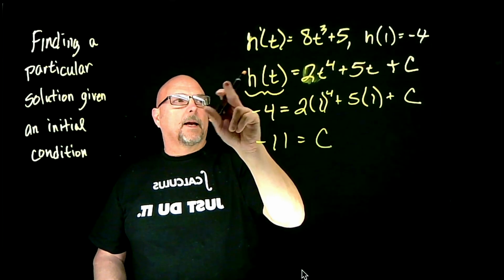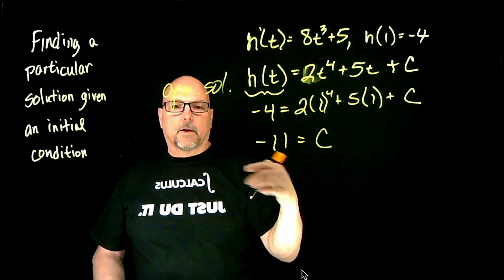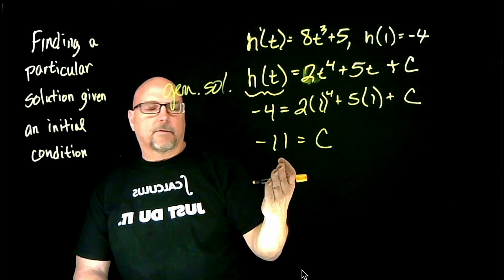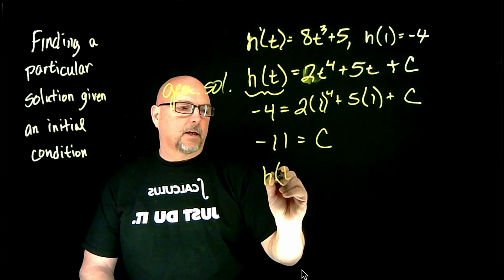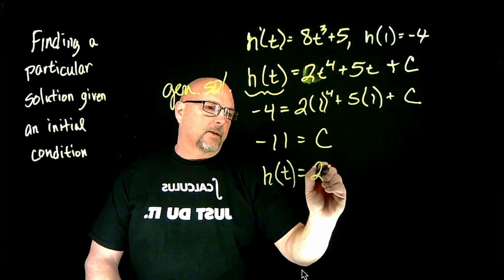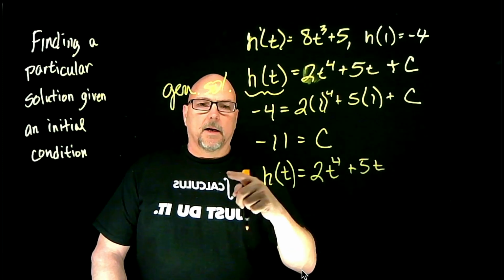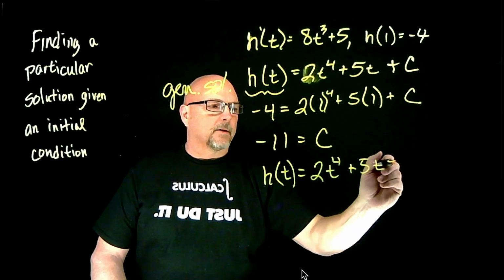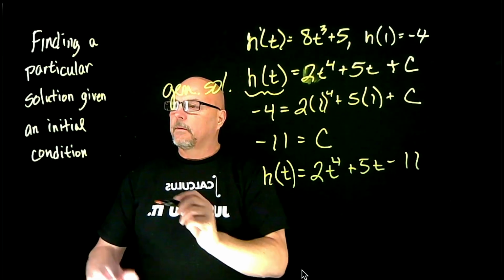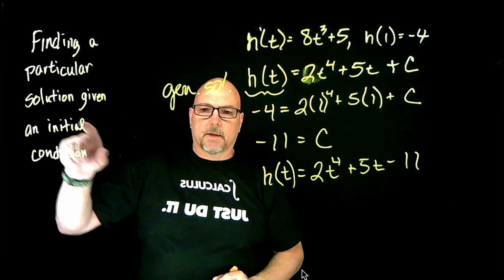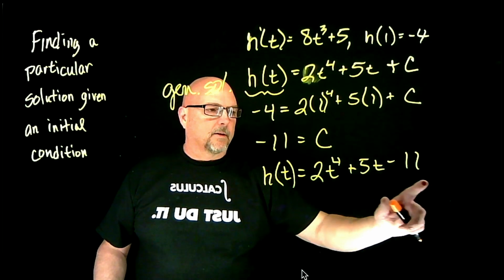Now I can go back here. This is called my general solution. I need to plug this negative 11 in place of this c so that I can get my particular solution. It starts off with 2t to the fourth plus 5t, but then I have negative 11 to put in here, so that's minus 11. So my particular solution, this is what this is about, finding a particular solution given this initial condition up here. Final answer right here.